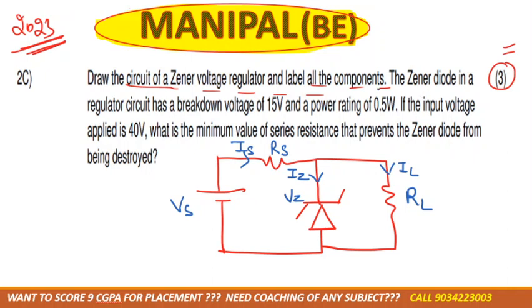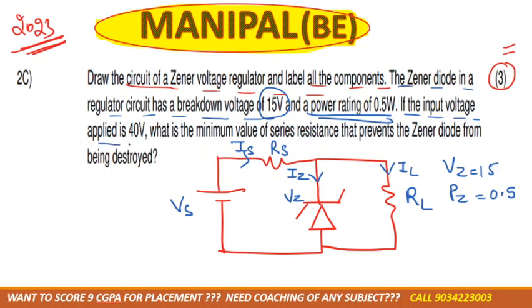Okay. Now they said the Zener diode in a circuit regulator has a breakdown voltage of 15 volt, right? So basically V_Z is how much? 15 volt with the power rating. Power rating means P_Z is equal to 0.5. If the input voltage applied is 40 volt, means supply voltage is 40 volt. What is the minimum value of the series resistance? Means we need to calculate the value for R_S, right? That prevents the Zener diode from being destroyed. Now you tell me how can we do it?